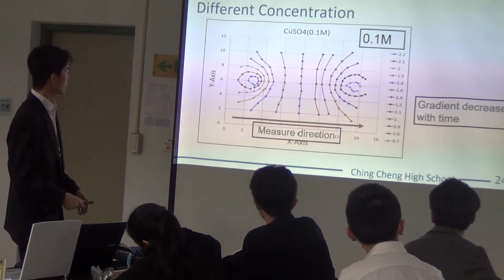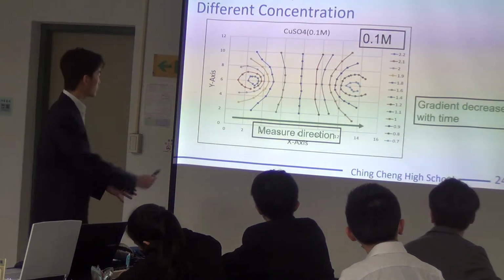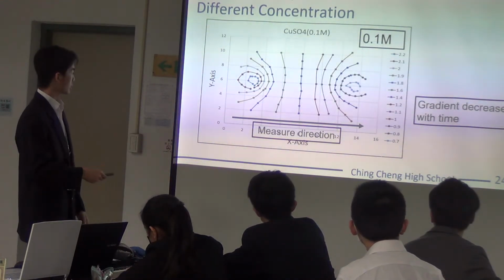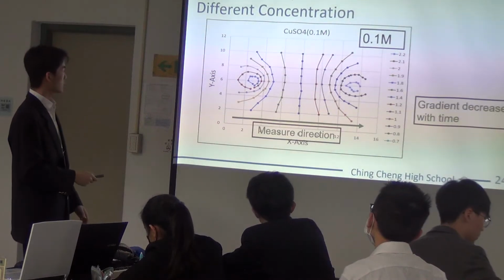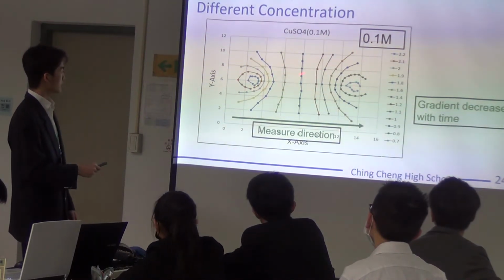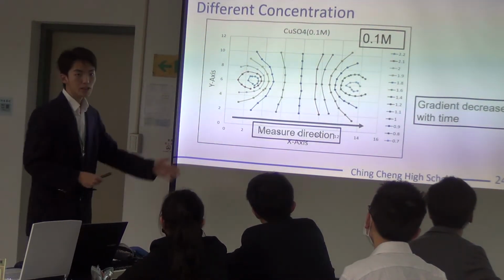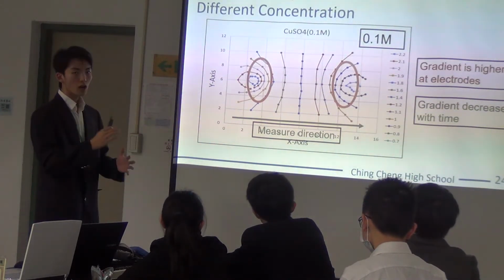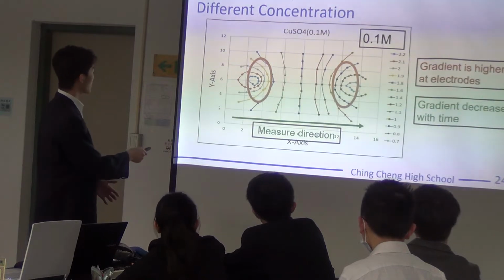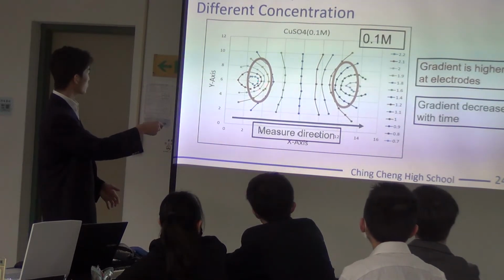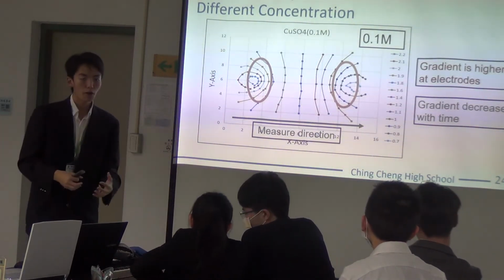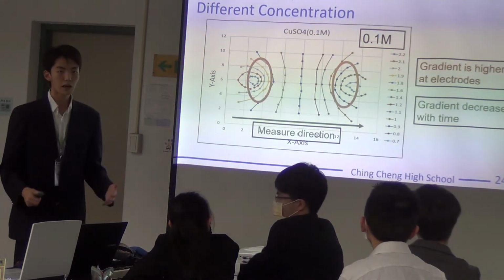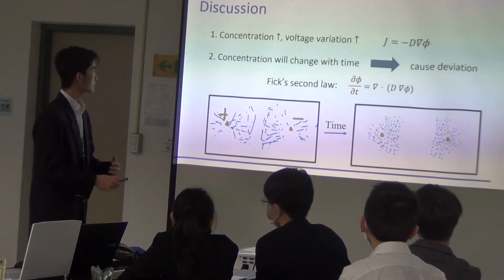So we can see here, because we measure our dots from left to right, that the gradient will decrease with distance. What I mean is, here is denser and here is less dense. And we could explain this using Fick's second law. And we could also observe that the gradient here is higher at the electrode. This is partly because of the distribution of the electric lines, and it is also correlated to the double layer theory. And here's a discussion.